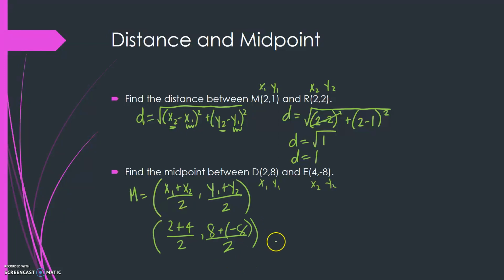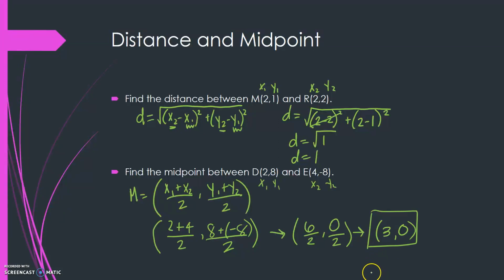2 plus 4 is 6. So I've got 6 divided by 2. 8 plus -8 is 0, so I've got 0 divided by 2. 6 divided by 2 is 3. 0 divided by anything is 0. So my midpoint is at 3, 0. That's the point that's halfway between D and E.